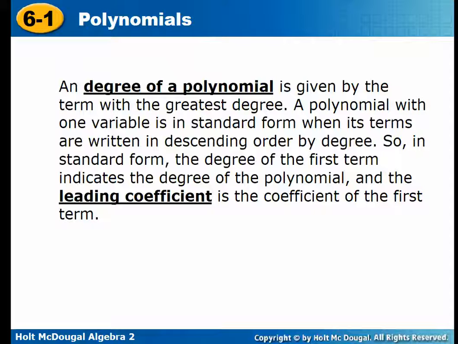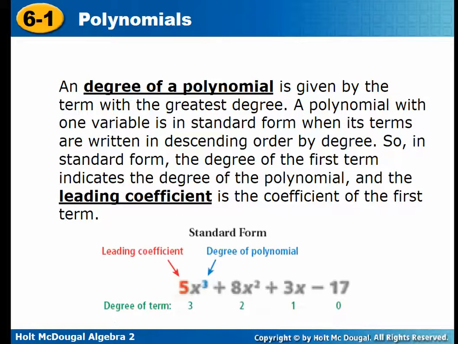Also, if you're asked to write a polynomial in standard form, then you put the variable with the highest exponent first, and then you go down, down, down. Also, if they ask you for the leading coefficient, that is the number in front of the first term. So the leading coefficient in this example is 5.